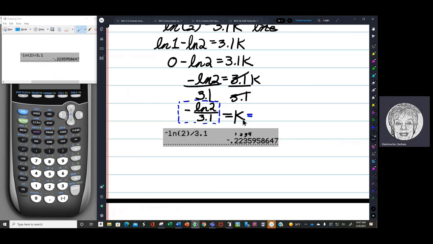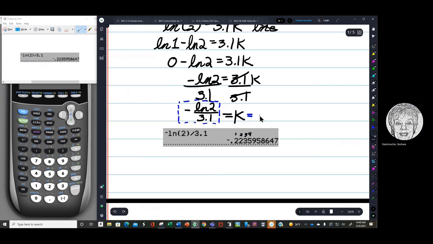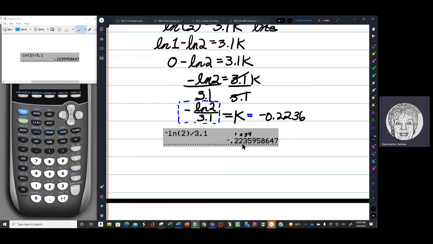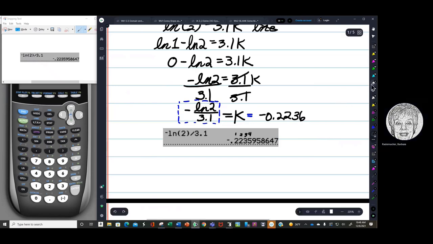So K equals negative 0.2236. Only we can't do that this time. And I'll show you why. So I'm going to erase this anyway.